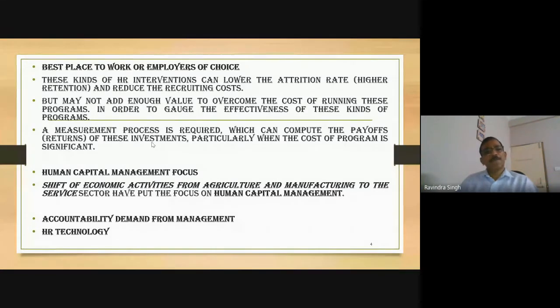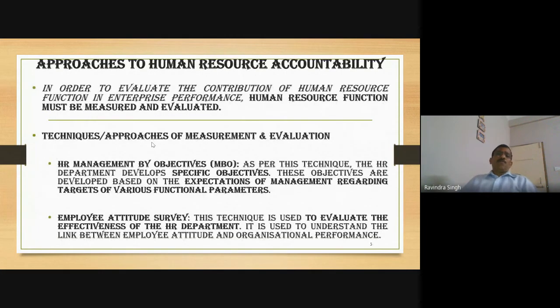What do you measure? The human capital management focus. Shift of economic activities from agriculture and manufacturing to the services sector has put the focus on human capital management. Now it is the time that human management, human resource, be treated as a capital asset, not as revenue expenses. But still there is a demand of accountability and HR technology to be adopted. Approaches to human resources accountability, that is, how human resources accountability is to be enhanced.